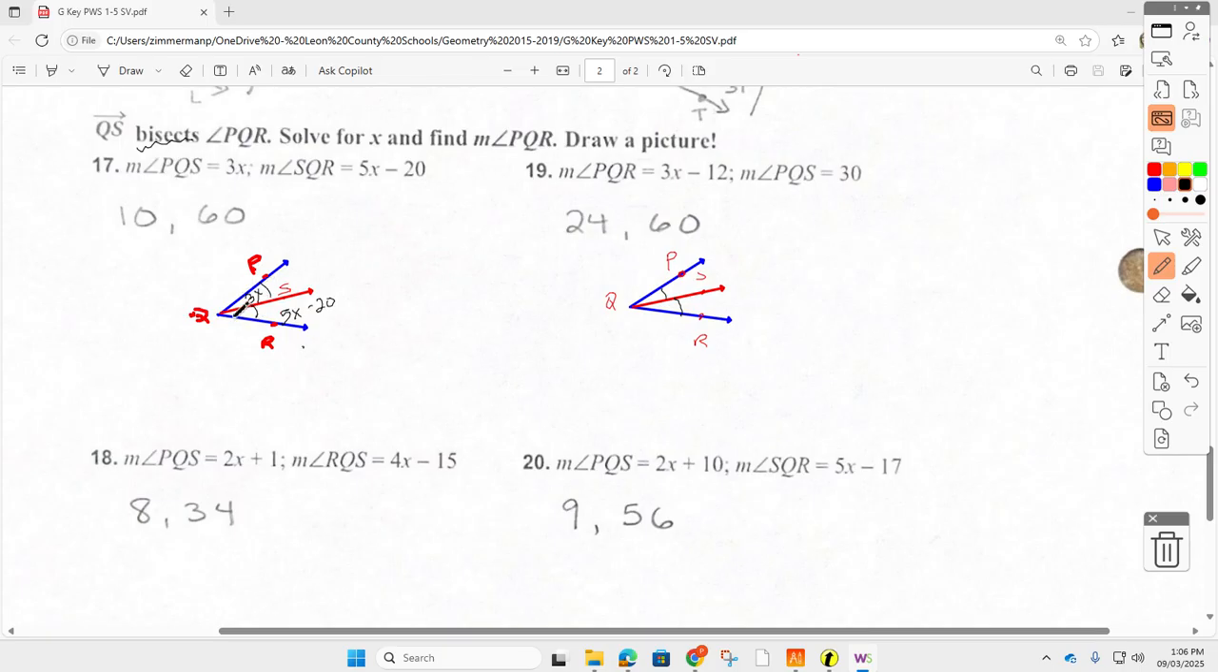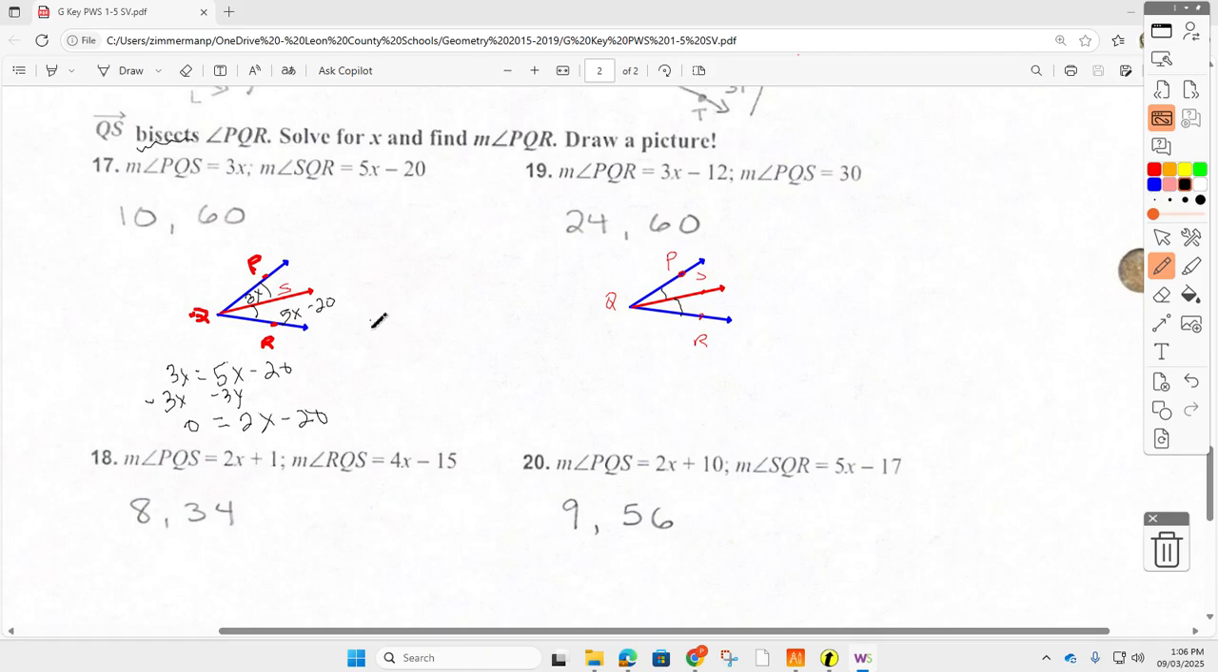Okay, so now we're going to say that PQS, 3x, equals the measure of SQR, which is 5x minus 20. And now we're going to solve for x. Going to get our variables on the same side. Subtract 3x from both sides. 3x minus 3x is 0. For some reason that throws kids off when you have nothing left over there, but it's 0. 5x minus 3x is 2x minus 20.